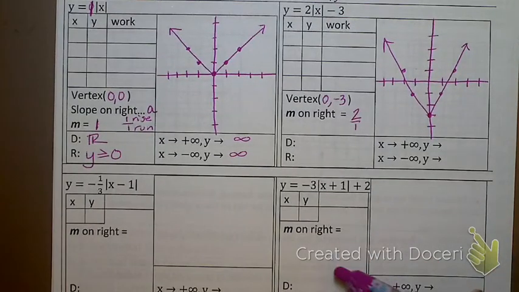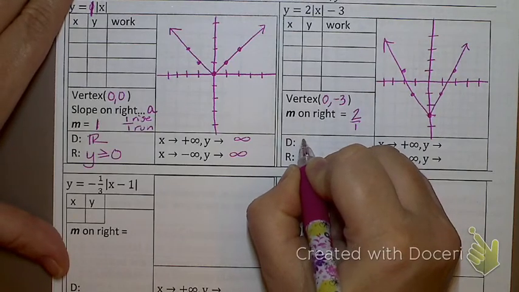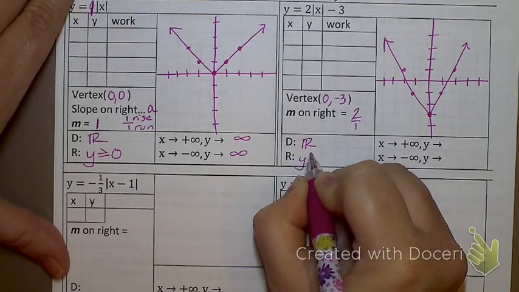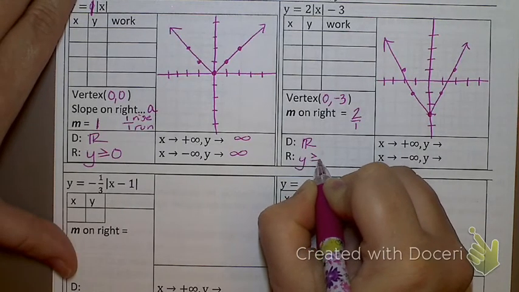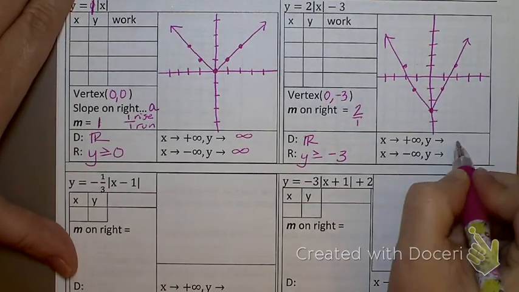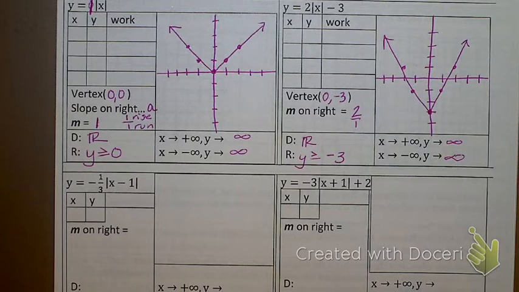What's my domain? Domain? All real numbers. What's my range? Greater than or equal to negative 3. Both ends are going up. Still good?